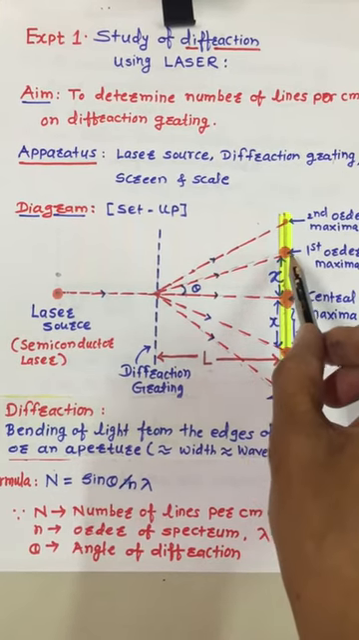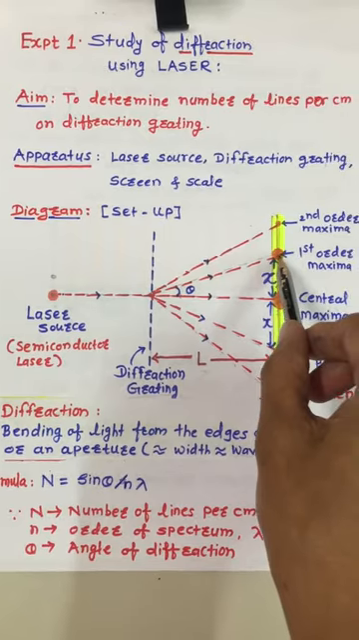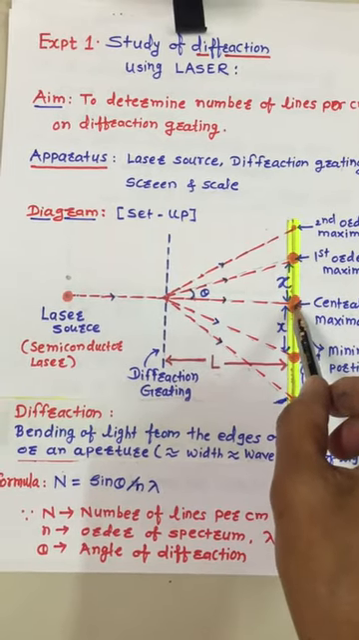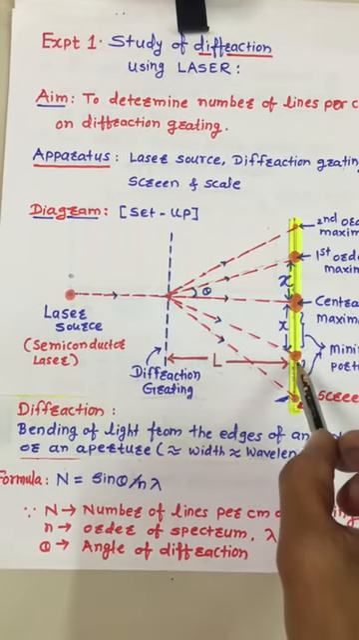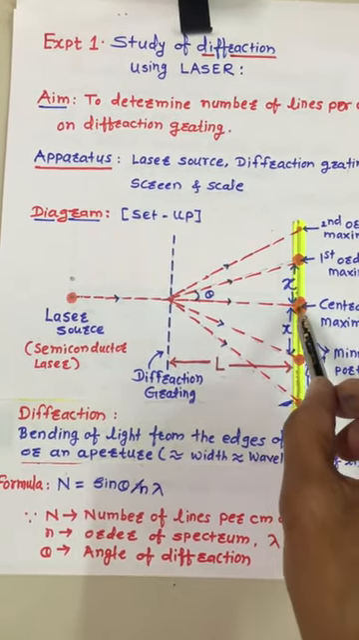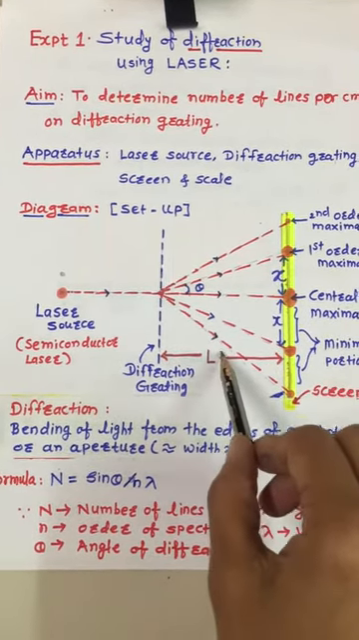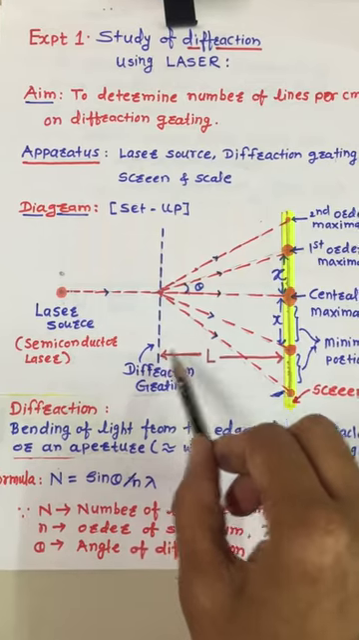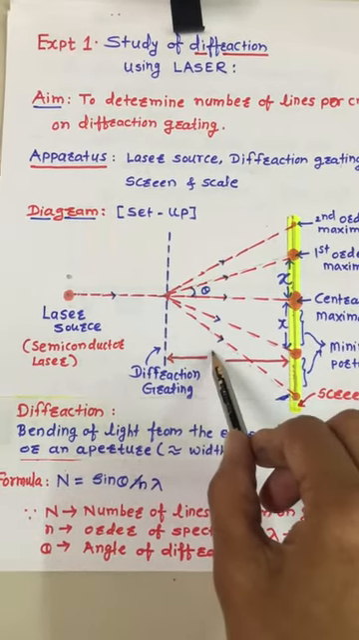Now one more symbol I use here is x. x is the spacing, or the distance, between the first order maxima and the central maxima on the left side, and the same will also be observed on the right side. So x is the distance between two maxima of immediate order. Then the distance between the diffraction grating and the screen is denoted by the symbol capital L.